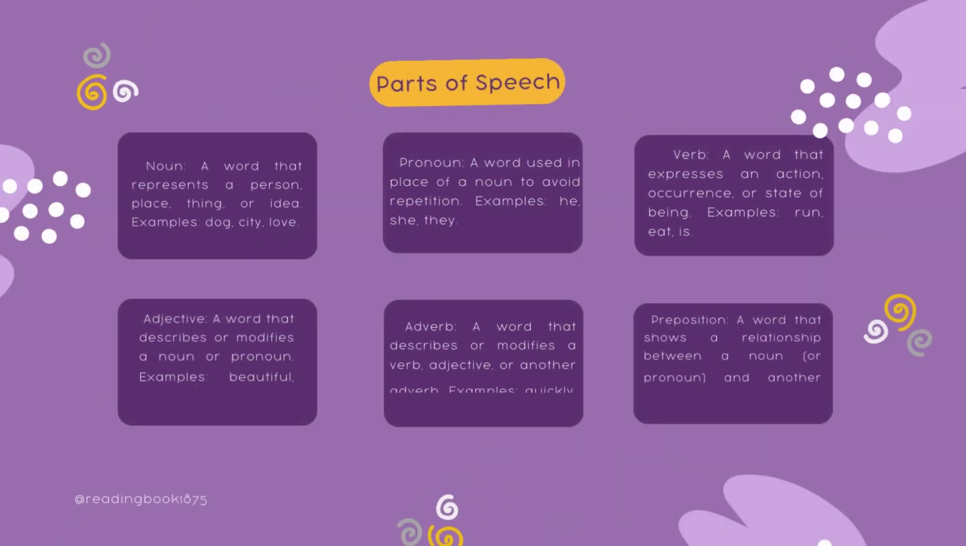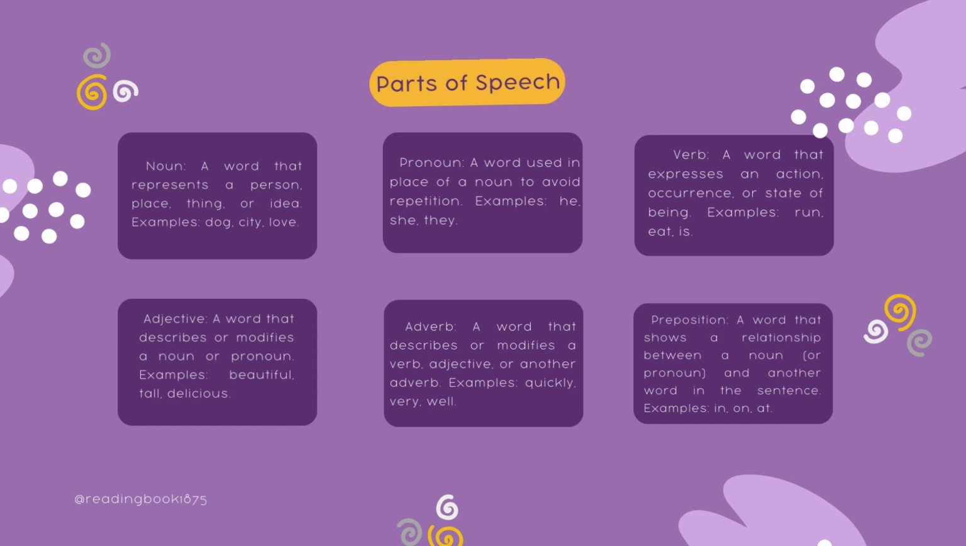Parts of speech. 1. Noun. A word that represents a person, place, thing, or idea. Examples: dog, city, love. 2. Pronoun. A word used in place of a noun to avoid repetition. Examples: he, she, they. 3. Verb. A word that expresses an action, occurrence, or state of being. Examples: run, eat, is.